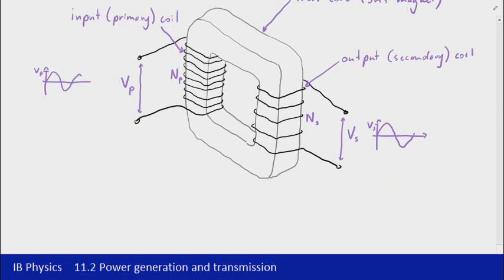Just as a quick side note, if you were looking at a circuit symbol for a transformer, the circuit symbol looks something like this, so it represents both the input and the output coils with the iron core in the middle there, so that's our circuit symbol.